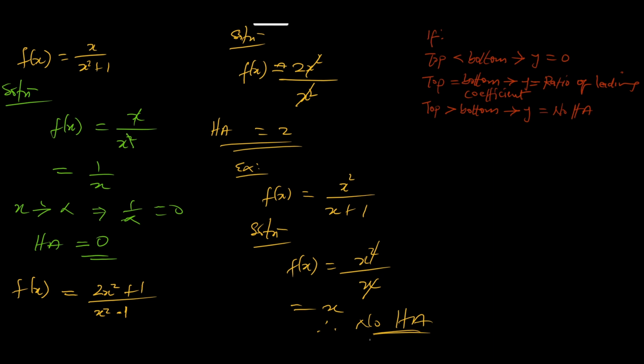So if we take a summary of horizontal asymptotes, we'll see that if the top, which is the numerator, is of lesser degree than the bottom, then our horizontal asymptote will be 0. If the top is equal in degree to the bottom, our horizontal asymptote will be the ratio of the leading coefficients. And if the top is greater in degree than the bottom, then there is no horizontal asymptote.